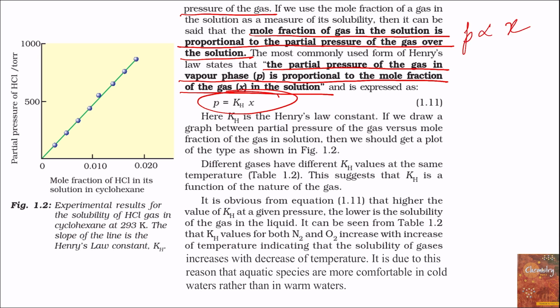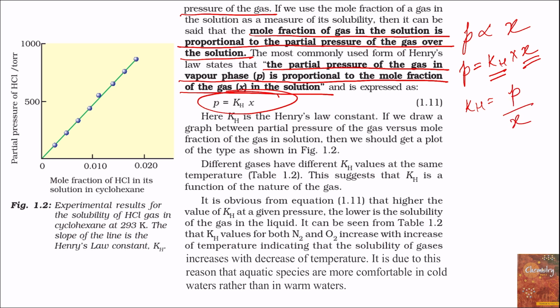So partial pressure of the gas in vapor phase is directly proportional to mole fraction of the gas in the solution. So this is the commonly used form of Henry's law, and putting the proportionality constant, P is equal to Kh into X. X denotes the mole fraction of the gas present in the solution and Kh denotes the Henry's constant. Now from this, Kh is equal to P divided by X.